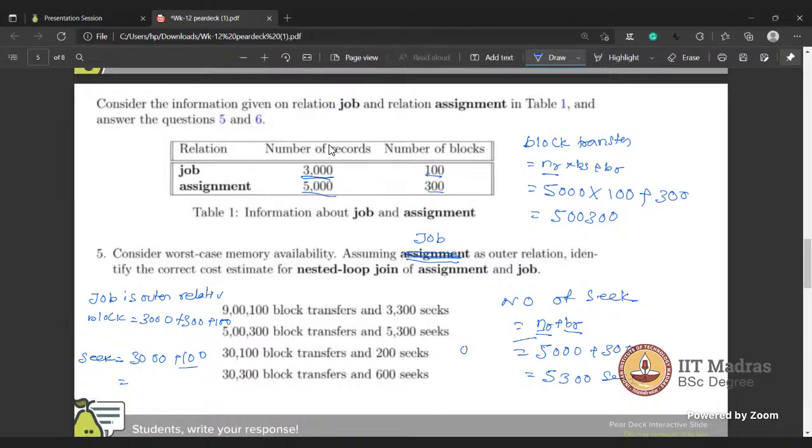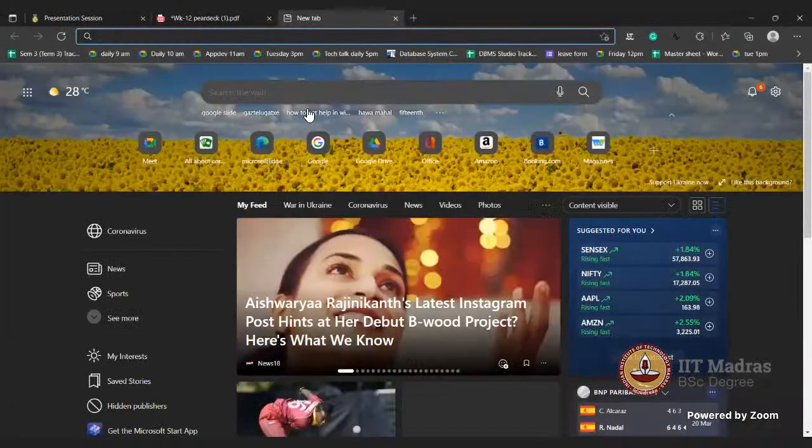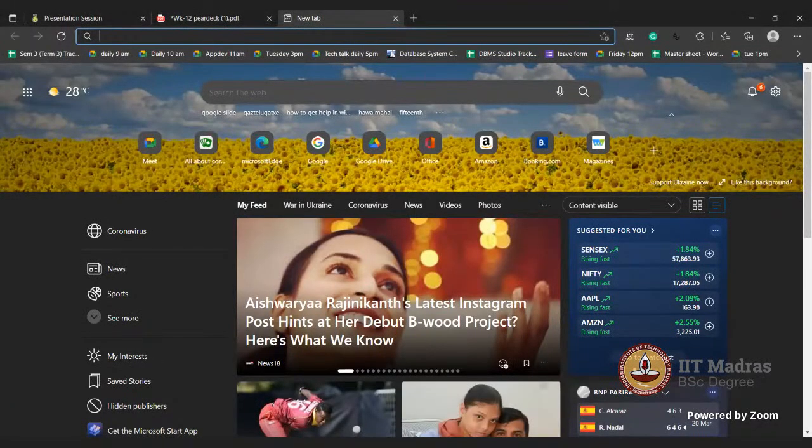Sir, one thing, about this seek time formula that we are getting. Is it because we are only seeking the outer relation? Okay, let me discuss it in detail. Please give me 1 minute so that I can open the whiteboard.